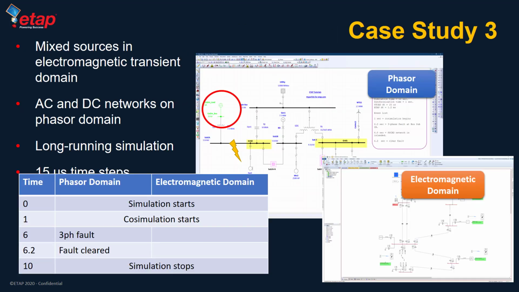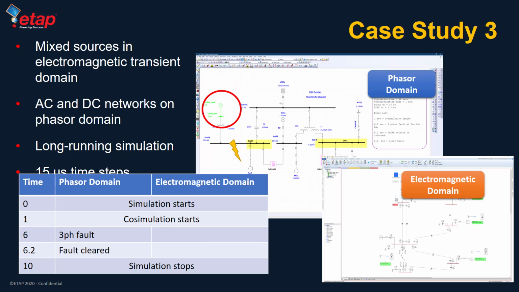So similar to as explained before, we have a mixed portfolio of sources on the electromagnetic transient domain. On the Phasor domain, we have a mixed network including AC and DC subnetworks. This is a long-running simulation where the time step is 15 microseconds. And we have an event table showing the events for this case study.